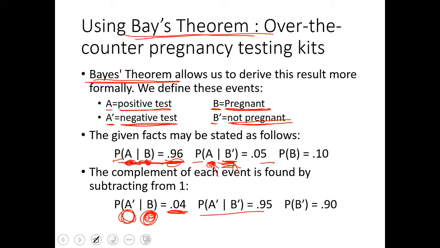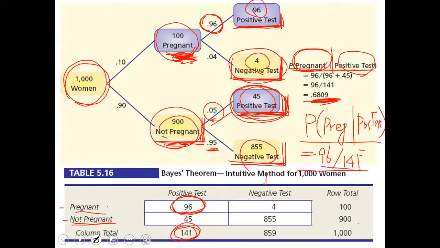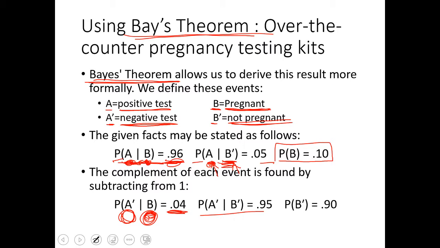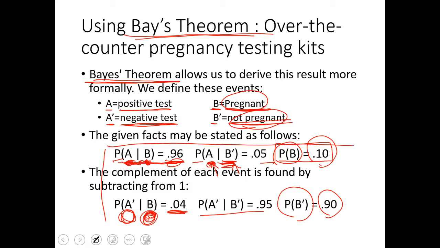So then, we suppose that 10% of women who purchase the OTC pregnancy testing kit are actually pregnant. Based on this information, the probability of pregnant is 10%, and the probability of not pregnant is 90%. Okay? So then we have all this information.